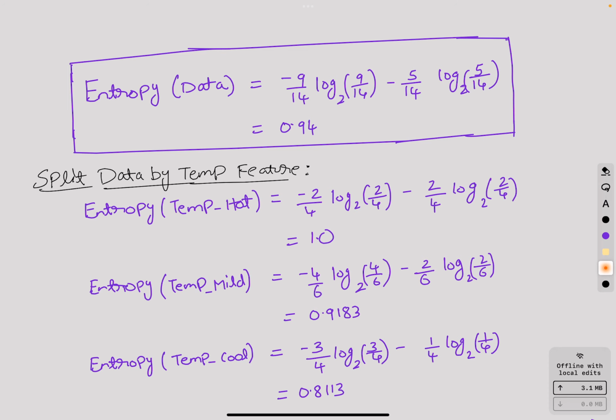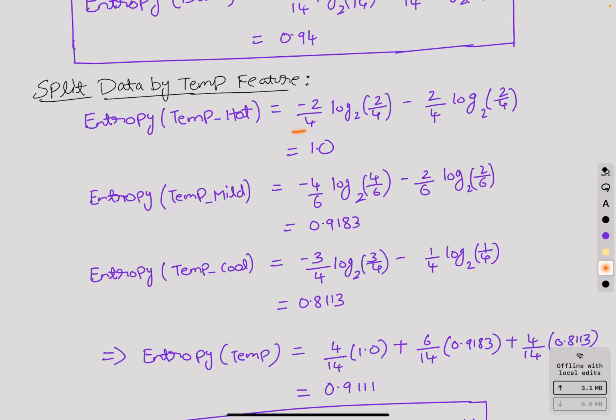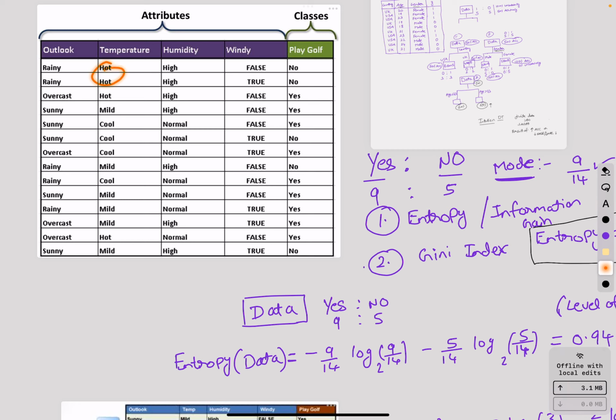So I am looking at the entropy of the temperature hot subset, mild subset, and cool subset. Similarly, I will find the entropy at each level. I have 4 records that belong to hot. I have 2 records here, one third one, and 3 records here. So out of 3 records, 2 belong to no and 1 belongs to yes, and this record belongs to yes.